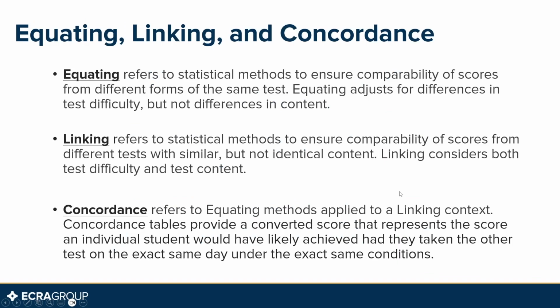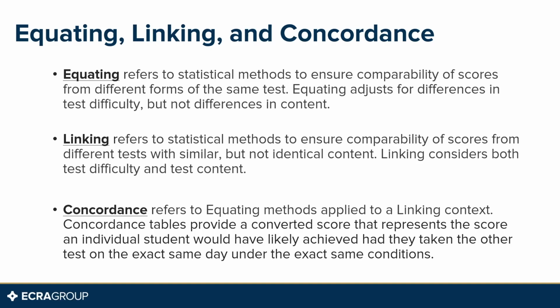But in order to do that, we have to understand a few different concepts as it relates to exchanging scores with one another. So there's three terms: equating, linking, and concordance. And these are terms that you may have heard, but we have to make sure that we understand the differences. So when we talk about equating, this really refers to statistical methods to ensure comparability of scores from different forms of the same test. Equating adjusts for differences in test difficulty, but not differences in content.